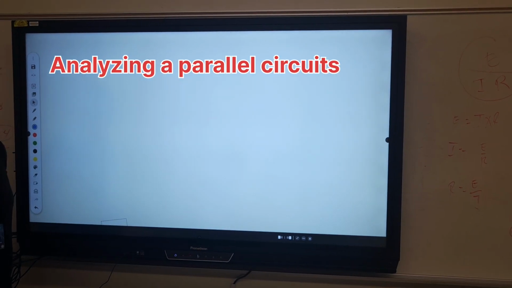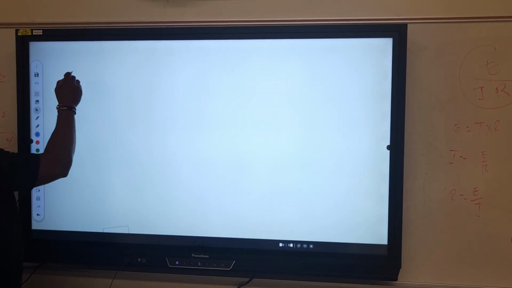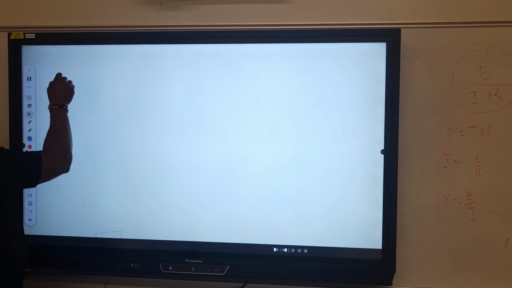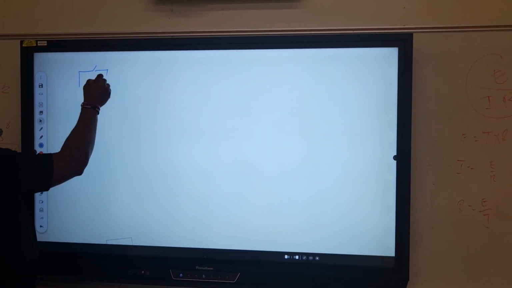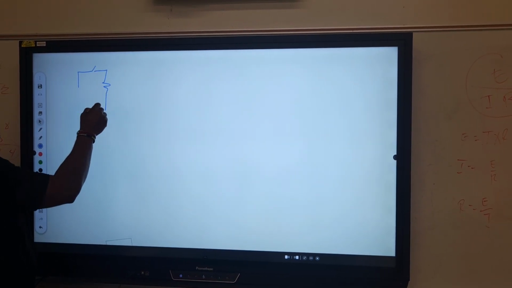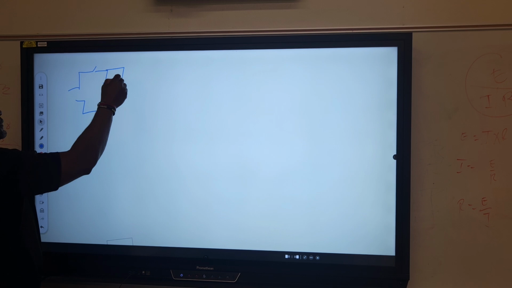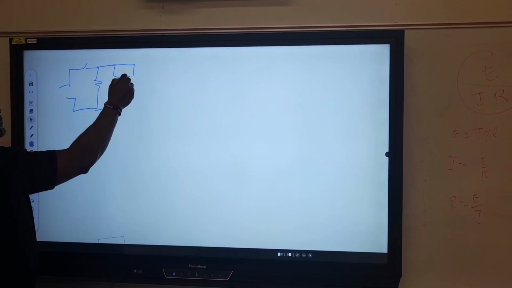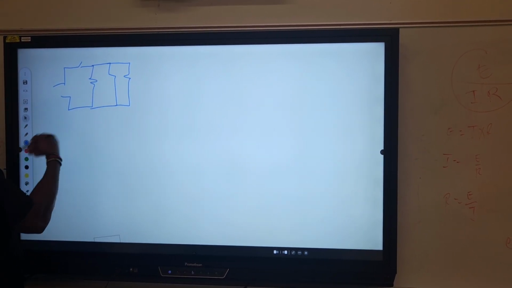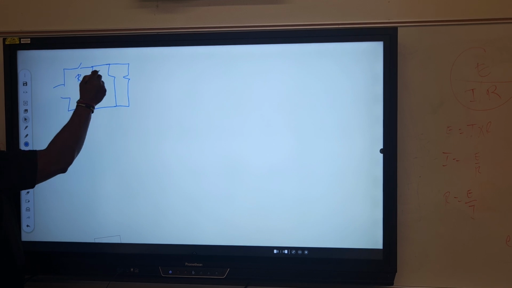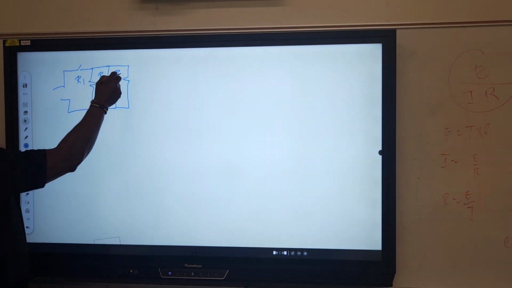Parallel circuit today, guys. So let's draw a parallel circuit with three branches. So we have a switch, branch 1, branch 2, and that's my resistor. Don't laugh at them. We're going to call this R1, R2, and R3.